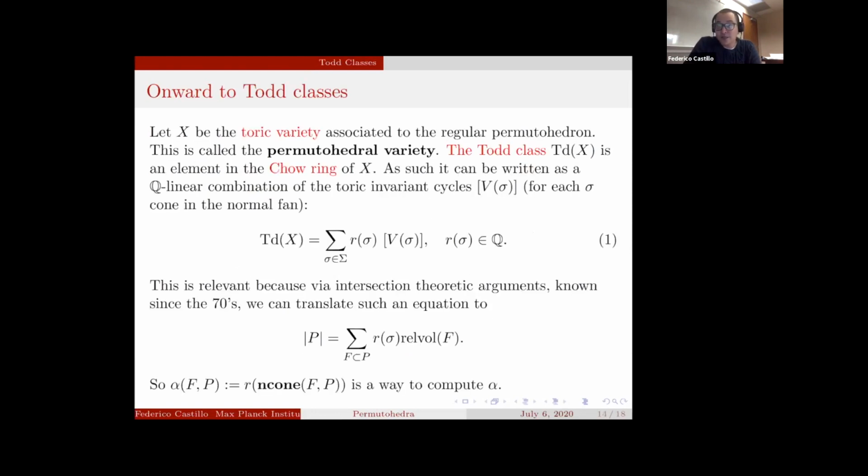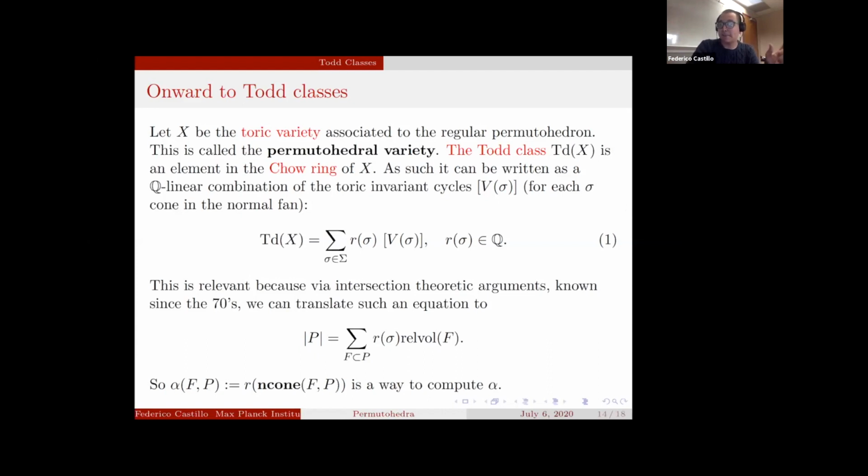And how did we do this? Well, it turns out that we had to import from algebraic geometry. The way we did this was using the theory of toric varieties. This can be a bit of a black box if you haven't seen it before, but basically you can always associate a toric variety, some geometric object, to any polytope. And this variety has some intersection theory in it, a cohomology ring or Chow ring, and we can compute something called the Todd class.